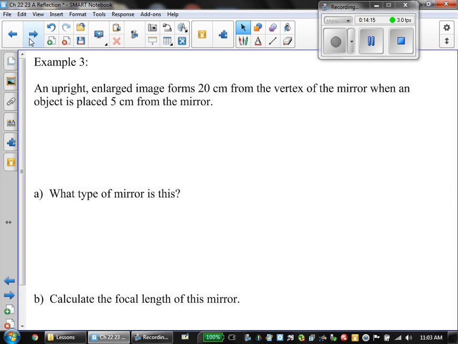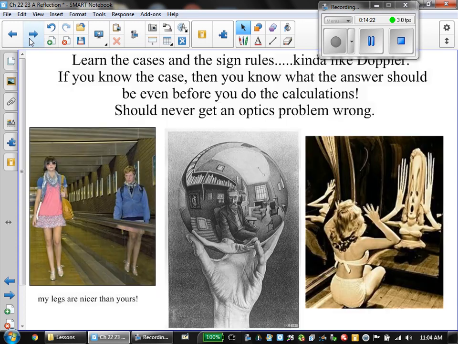There is a homework set with answers that you can practice this with. And again, this is the key. If you learn the cases well, then life becomes easy. It's kind of like Doppler. You'll know the answer before you hit the calculator buttons.